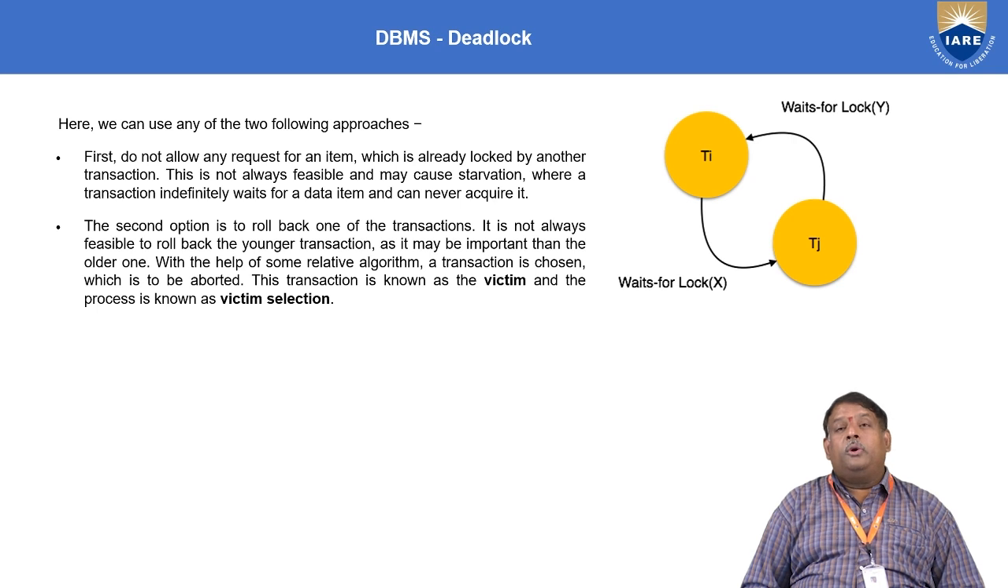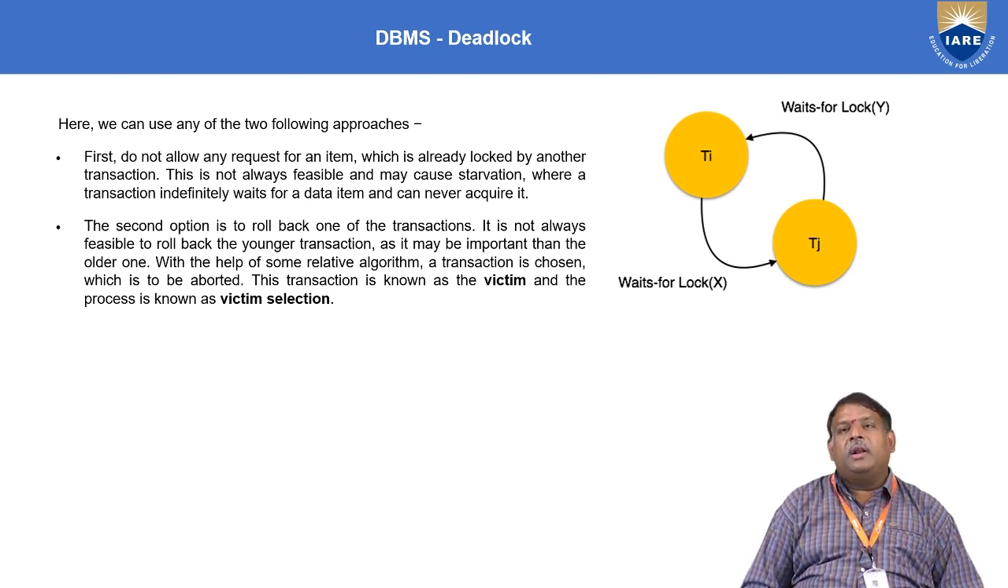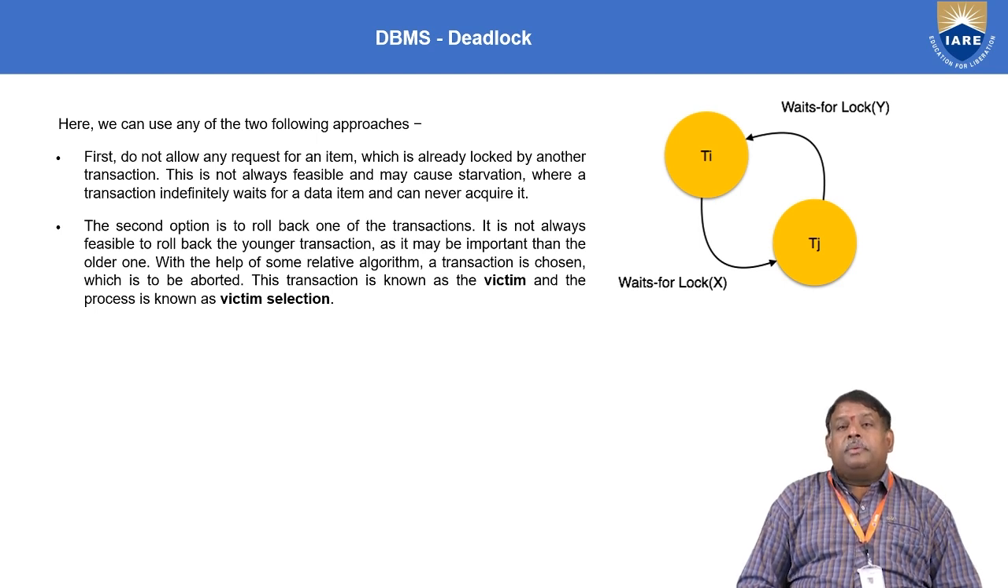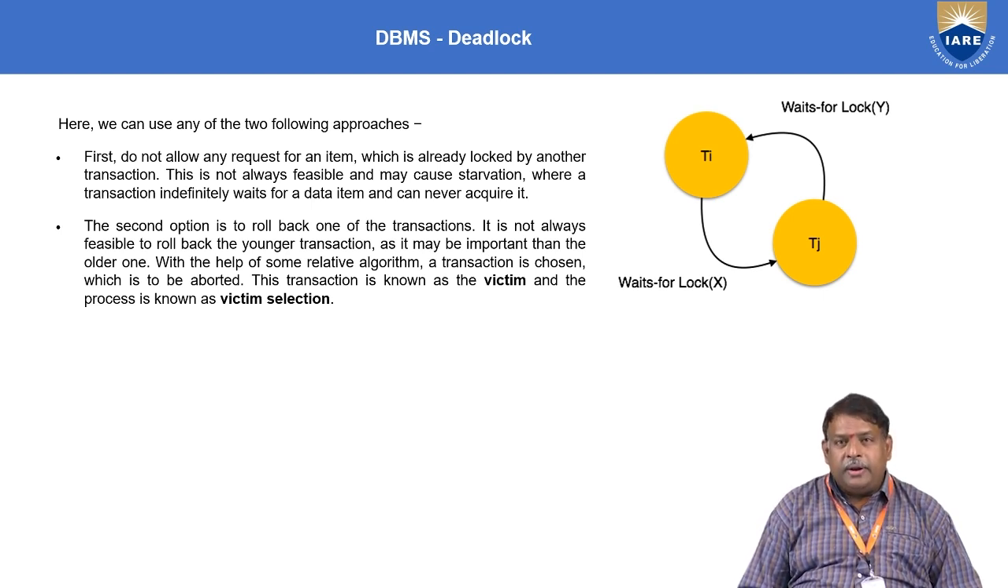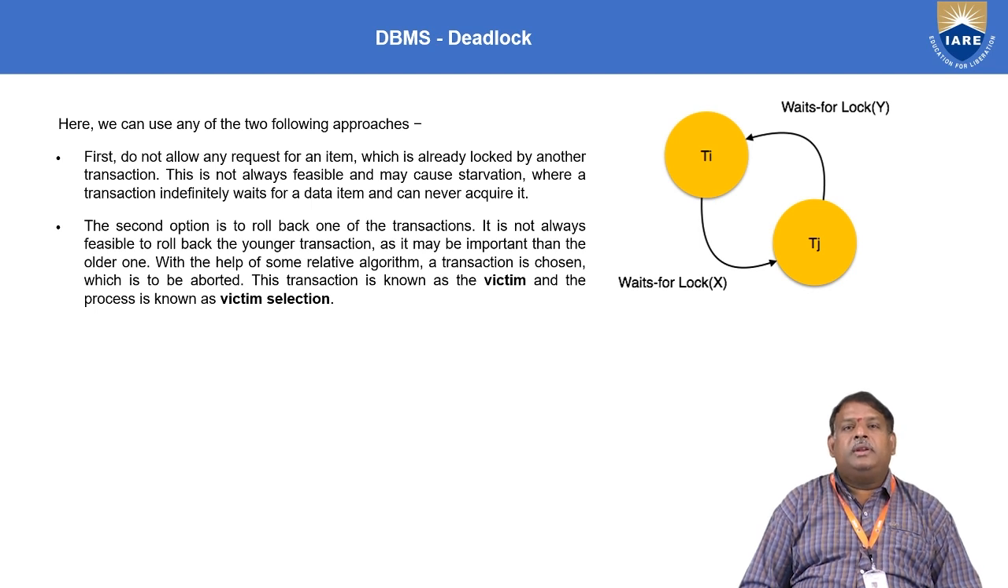The second option is to roll back one of the transactions. It is not always feasible to roll back the younger transaction, as it may be more important than the older one. With the help of some algorithms, a transaction is chosen which is to be aborted. This transaction is known as the victim, and the process is known as victim selection.